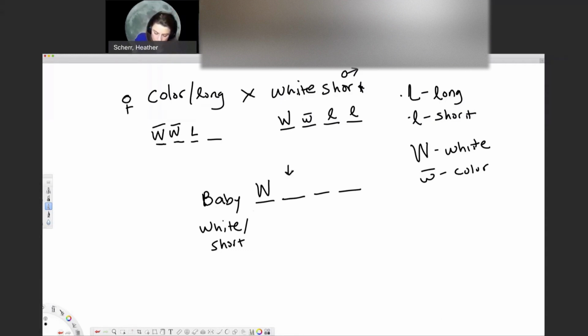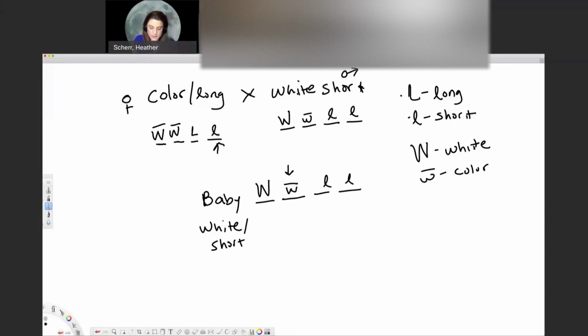But what would the second one be anyway? Little w. You'll see why we don't actually need that. And then hair length: the baby has short hair. So then we can go back and fill in this last box here on the parent. Because the baby has short hair, that must mean the long hair parent has to carry a short allele.